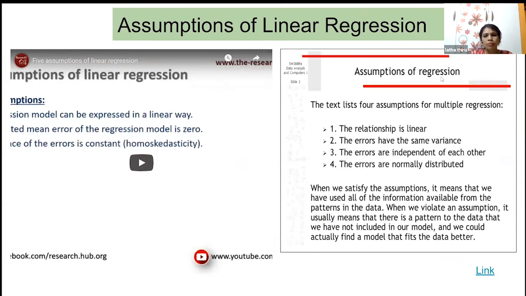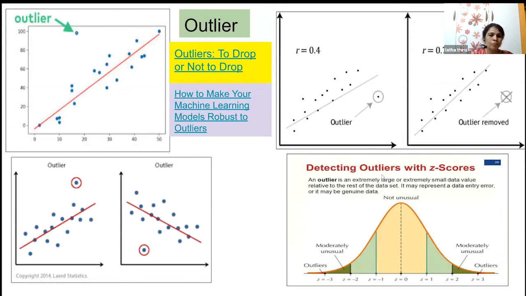What are the assumptions we consider in linear regression? These four assumptions we should remember. The relationship is linear. The errors have the same variance. The errors are independent of each other. The errors are normally distributed. These are the four assumptions we keep in linear regression.